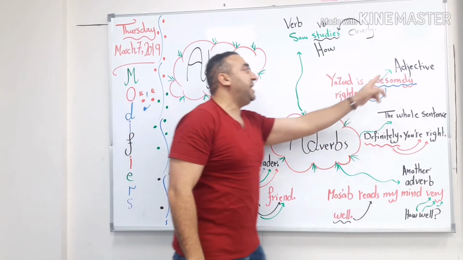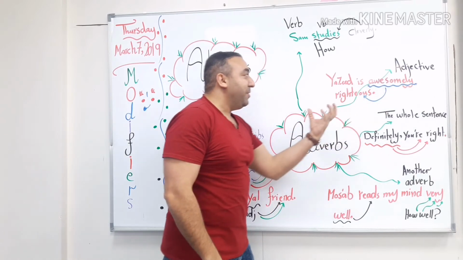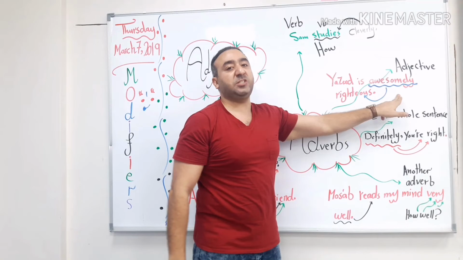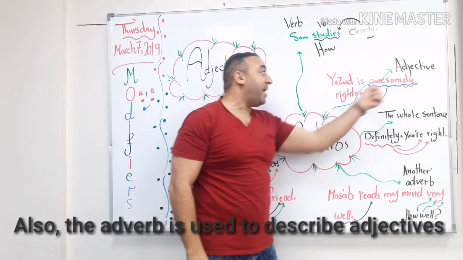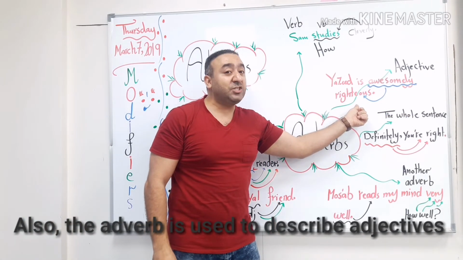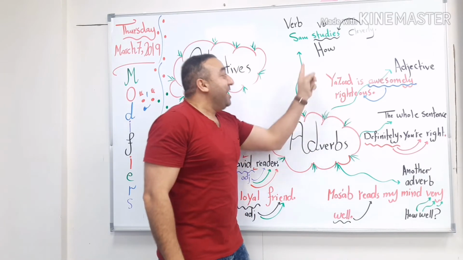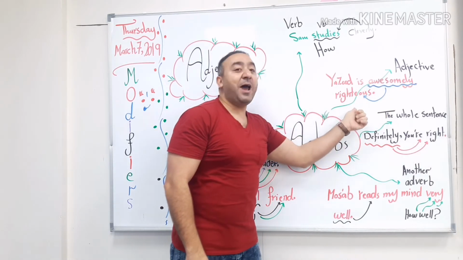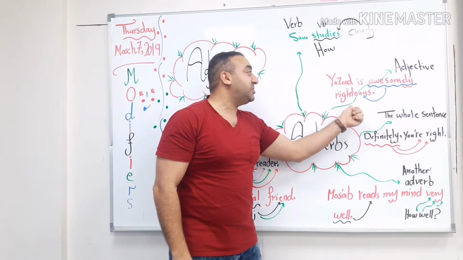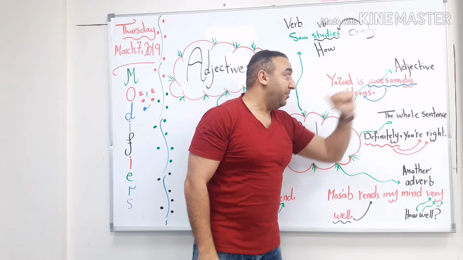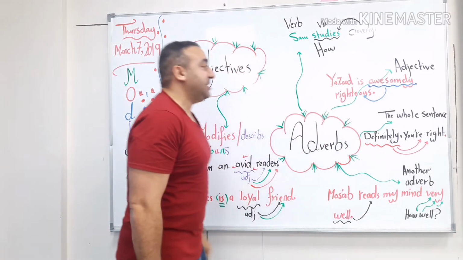Number two, we can use the adjective here to be modified by the adverb. Look at the adverb awesomely. It is used to describe the adjective righteous. Yazid, another close friend of mine. So Yazid is awesomely righteous. Righteous is the adjective and it's modified by the adverb awesomely, okay? So here it modifies an adjective.